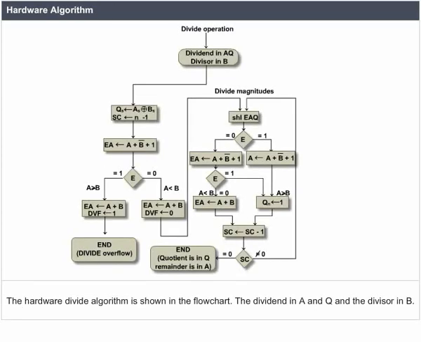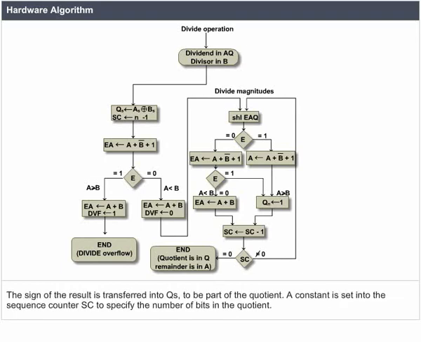Hardware algorithm. The hardware divide algorithm is shown in the flowchart. The dividend in A and Q and the divisor in B. The sign of the result is transferred into QS to be part of the quotient. A constant is set into the sequence counter SC to specify the number of bits in the quotient.